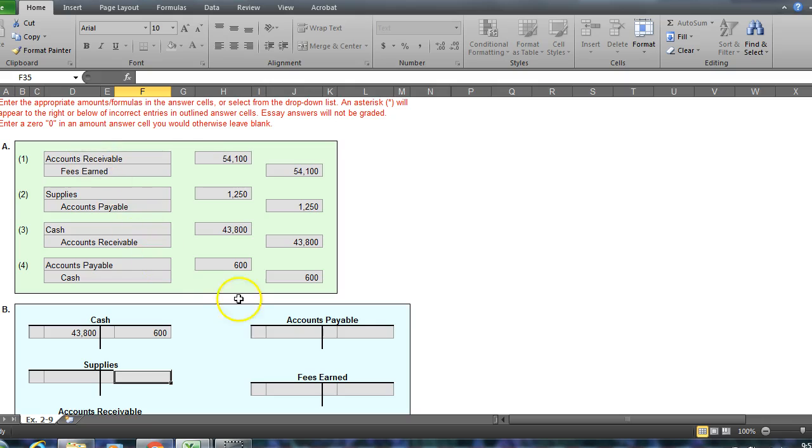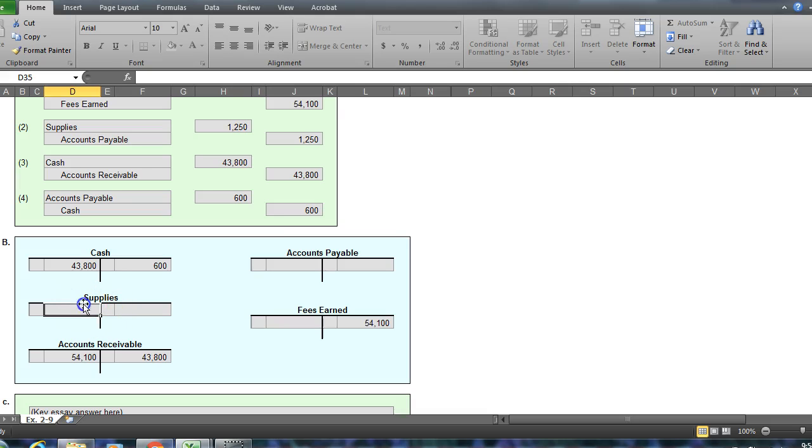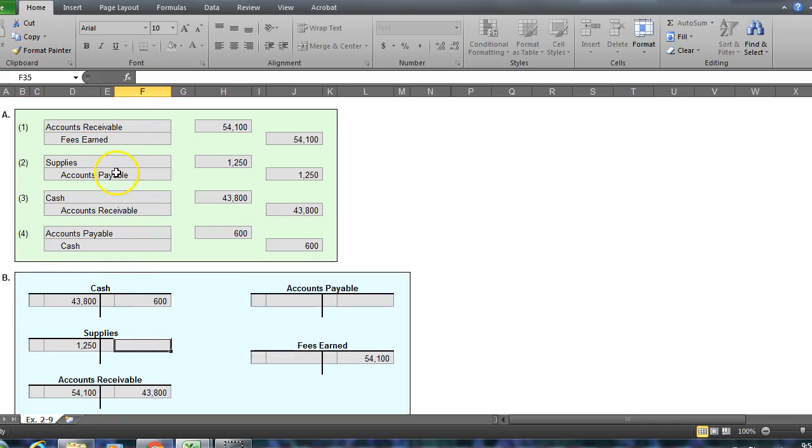What else? Well, we got our accounts receivable. That went up by $54,100. It also went down here, $43,800. If we go to the next one, we see our fees went up by $54,100. And again, debits on the left-hand side, credits on the right-hand side. Same rule. Our supplies went up by $1,250. So we recorded this transaction, we recorded this one. Let's see, oh, we haven't done our accounts payable, $1,250.